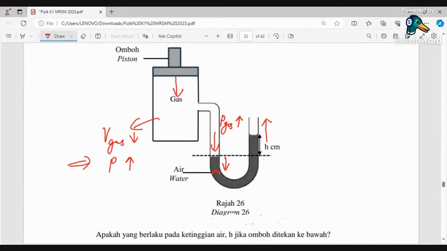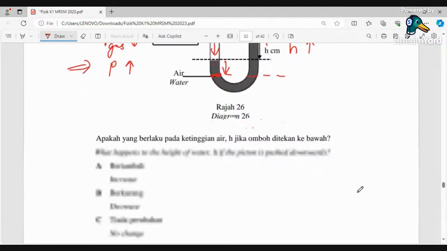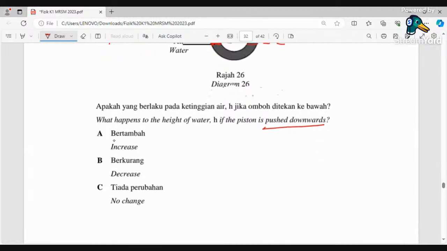Okay, let's say here become here. So what happens to H? Increase. Okay. What happens to height? Increase.